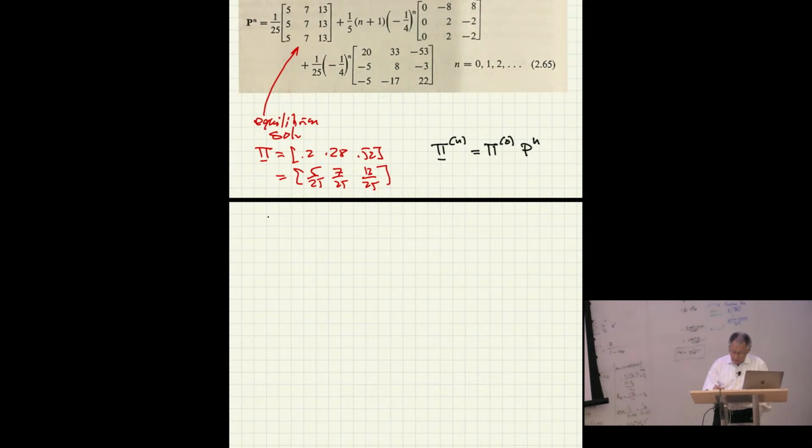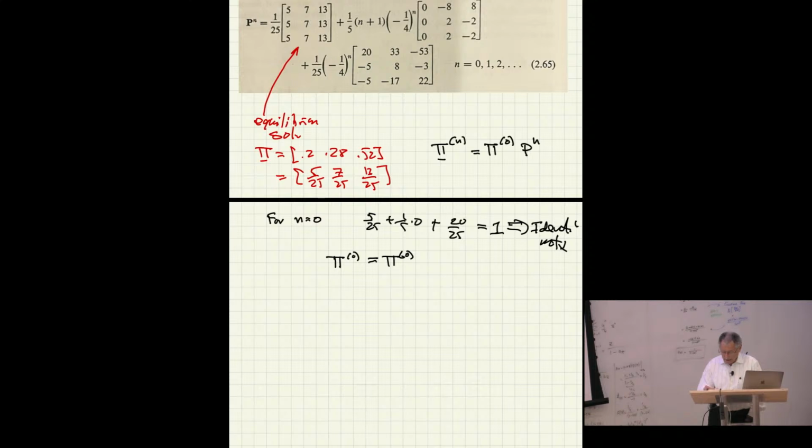And if you want to try that, let's try this, for example, for n equals 0. For n equals 0, what do I get? I'm going to get basically a fifth times 0, and then I'm going to get 1/25 times 20. So I'm going to get 5/25 plus 1/5 times 0 plus 20/25, which equals 1. Namely, I'm getting the identity matrix as I should. Namely, pi super 0 equals pi super 0 times p to the n, but n is 0. So it's basically an identity matrix, and that's what I should get. I'm getting back pi super 0. And if you want to try for n equals 1, you get the same thing, etc.